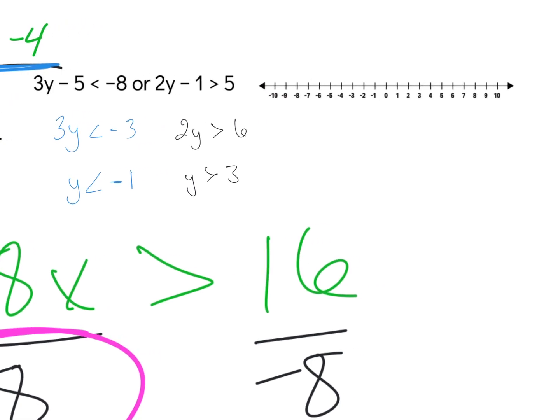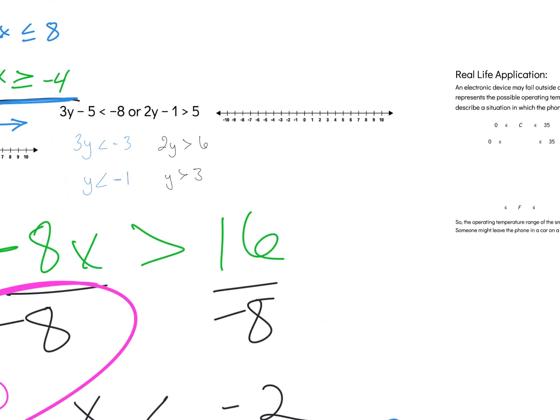Let's get our graph on. Open dot on negative 1, and we shade less than. And open dot on 3, and we shade greater than. And we're done, because it's literally an OR, and OR graphs look like this.